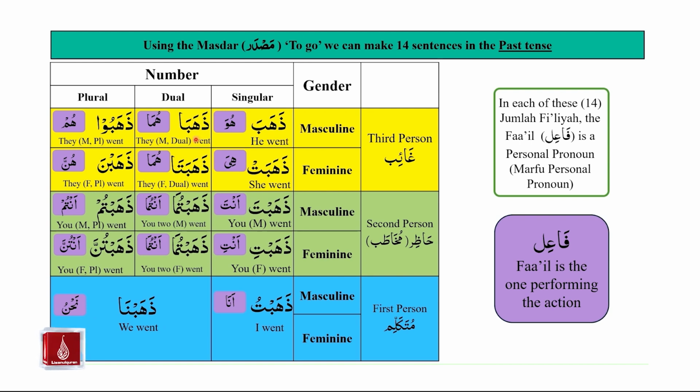Zahaba, zahaba, zahabu. Zahabat, zahabata, zahabna. Zahabta, zahabtuma, zahabtum, zahabti, zahabtuma, zahabtunna, zahabtu, zahabna. Huwa, huma, hum, hiya, huma, hunna, anta, antuma, antum, anti, antuma, antunna, ana, nahnu.